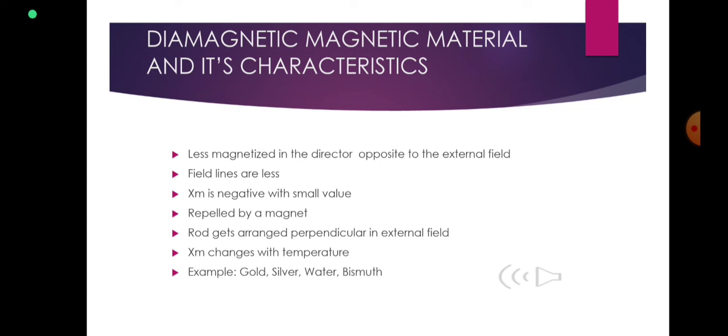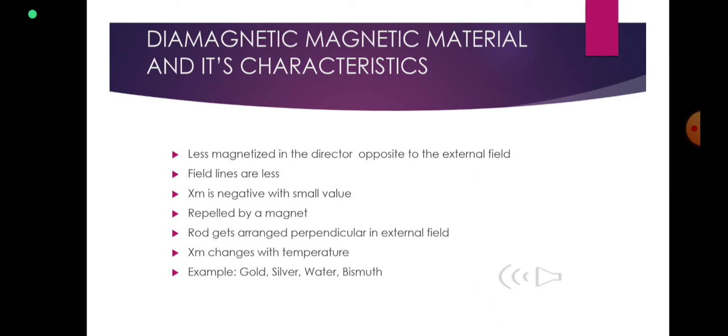Paramagnetic material is a type of material which does not oppose the external magnetic field but accepts the external magnetic field. And diamagnetic materials are those type of materials which oppose the external magnetic field. When we keep a diamagnetic material in an external magnetic field, there is less magnetization. It is less magnetized.